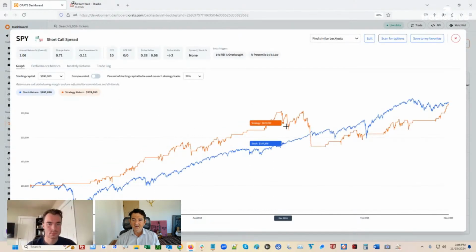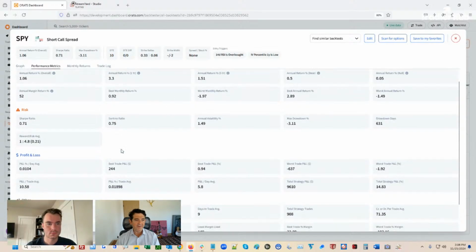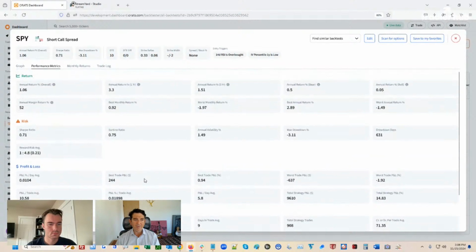So you can see that it's not in all the time. It's only in when the RSI is overbought and the IV percentile is low. But all in all, so far so good. Performance metrics, again, the annual return is not going to be that high, but it sure has a nice return versus margin. The drawdowns aren't too bad on this. Win rate is 73%.